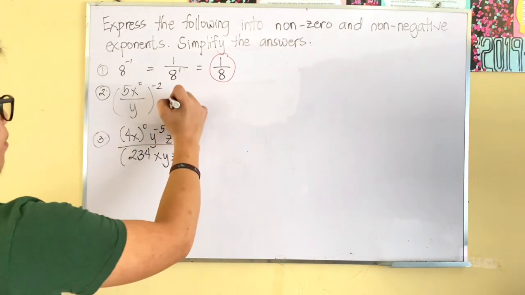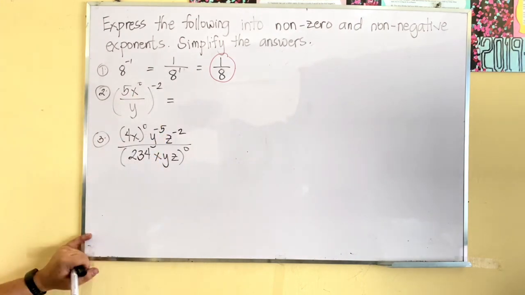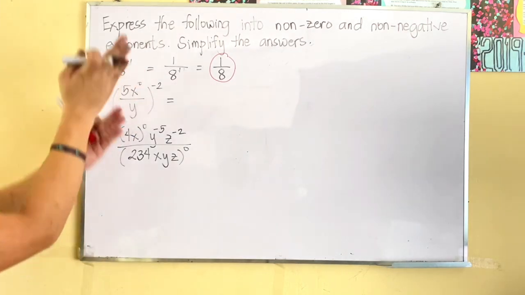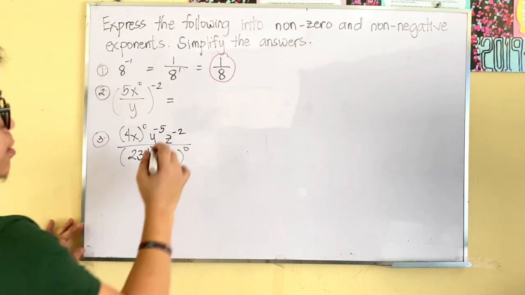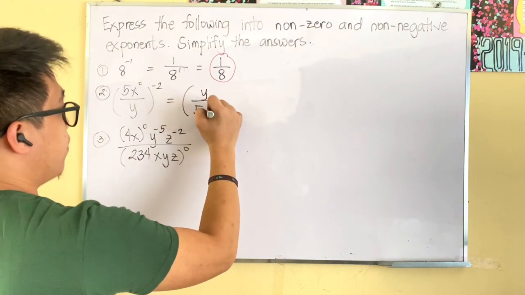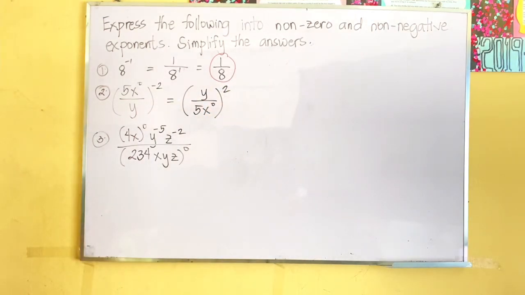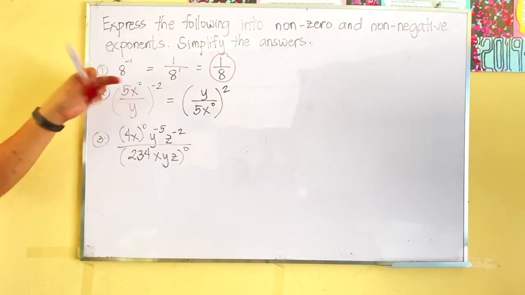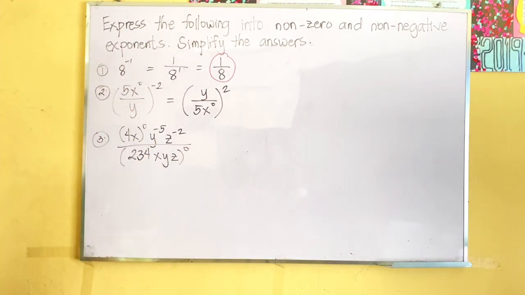Next one. Paano ang gagawin natin dito? As you can see here, negative yung ating exponent. So, ang gagawin natin, baliktarin na natin yung buong expression. Anong ibig ko sabihin? Magiging y over 5x raised to 0, then positive square na siya. Ganun lang kadali. Baliktarin nyo na lang yung buong expression na nasa loob ng parenthesis.